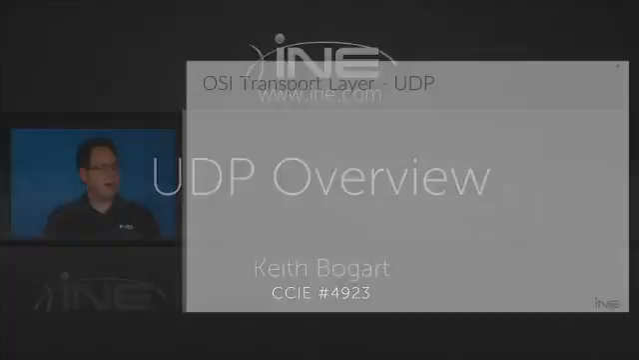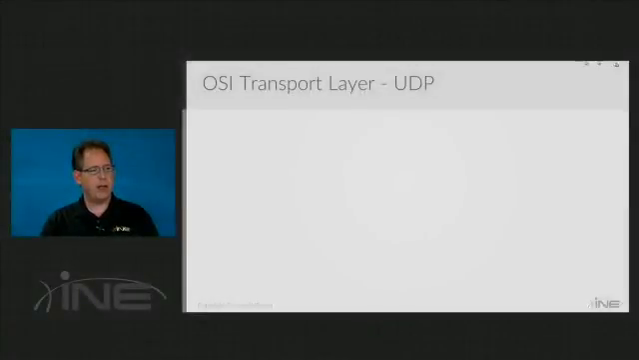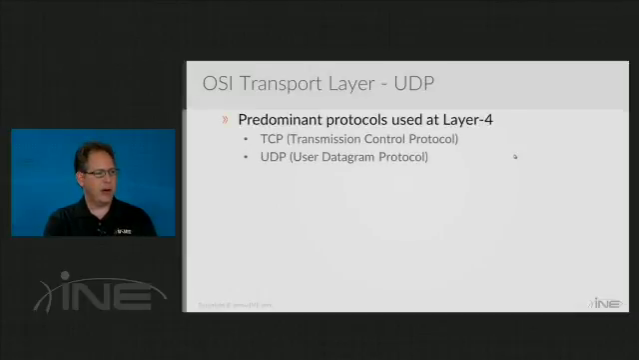Okay, so now we're going to leave the networking layer for a moment. We'll get back to that later on when we get into gory details of IP addressing and subnet masks. And now we're going to look a little bit more at the transport layer. Let's start with the User Datagram Protocol because it's so much easier to explain than TCP.